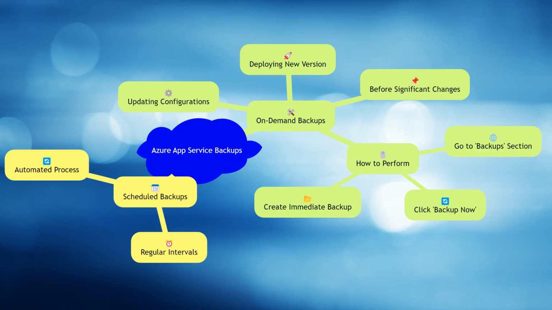In addition to scheduled backups, Azure App Service allows you to perform on-demand backups. This is useful when you need to create a backup before making significant changes to your application, such as deploying a new version or updating configurations. To perform an on-demand backup, go to the Backup section of your app service in the Azure portal and click Backup Now. This will create a backup immediately, ensuring that you have a recent copy of your data before making any changes.